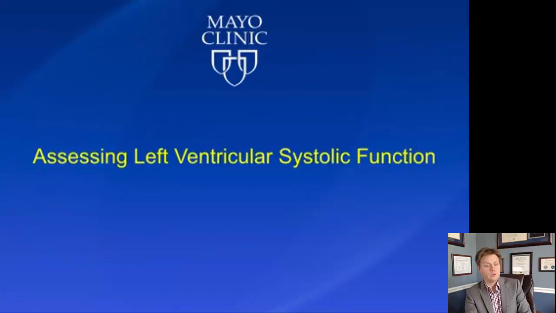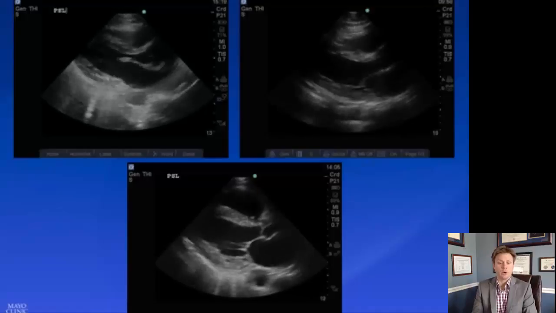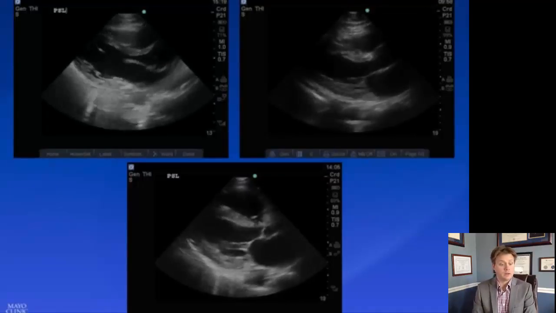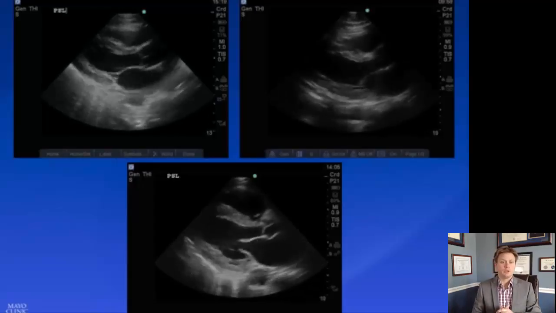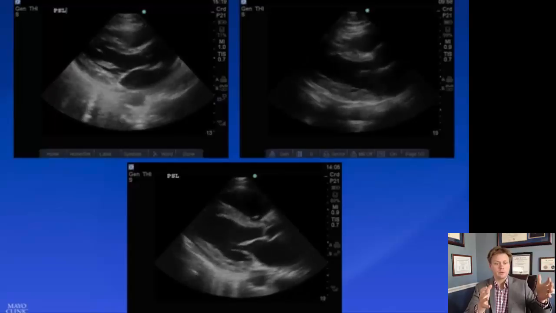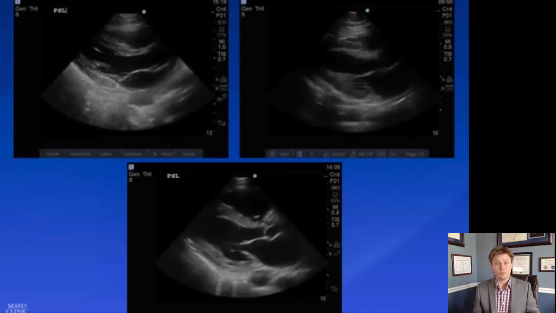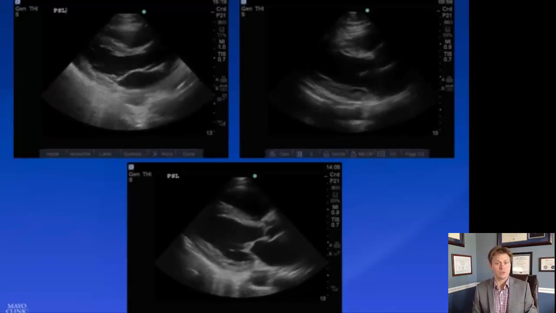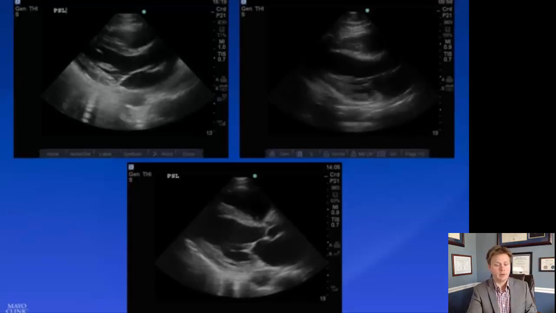Okay, so right into assessing left ventricular systolic function. Here we have a parasternal long axis view of the heart in 3 different patients. And the first method of assessing left ventricular systolic function is just the clinical gestalt, looking at the left ventricle, seeing how well it squeezes, and saying, does this look normal? Does this look a little reduced? Or does this look markedly reduced? And that's what these 3 images here represent.